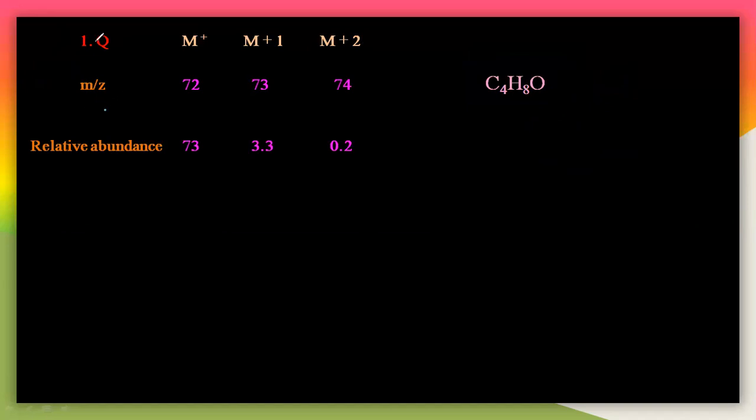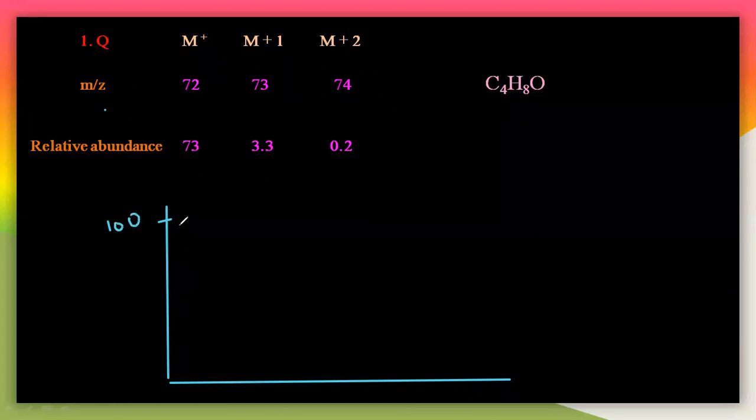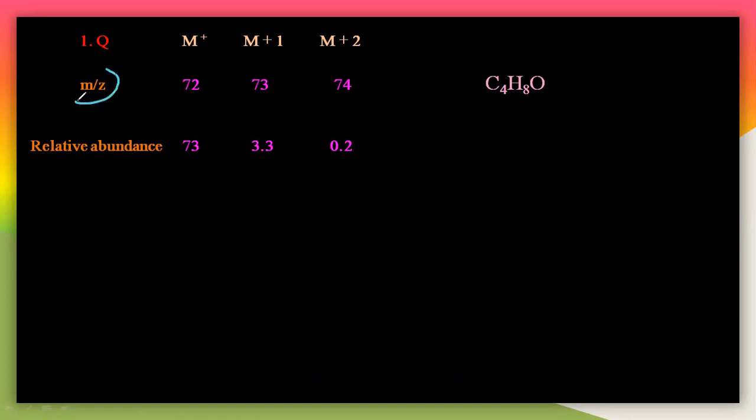Generally, if you draw a mass spectrum, remember that on the y-axis it is always 100%. There will be 100% for every base peak. So whatever the base peak is, that is always 100. The relative abundance is at maximum only 100. Remember that. Then see here, it is given as 73, and the M/Z values first are 72, 73, and 74.